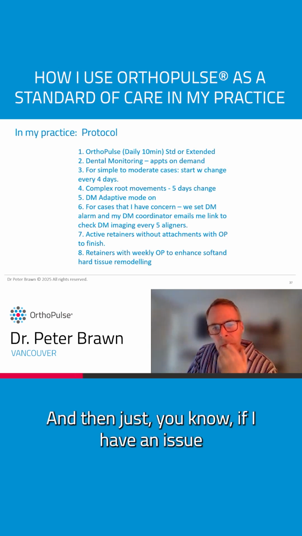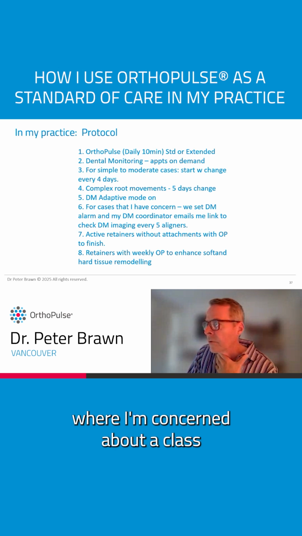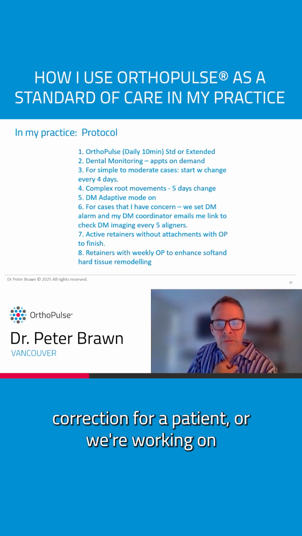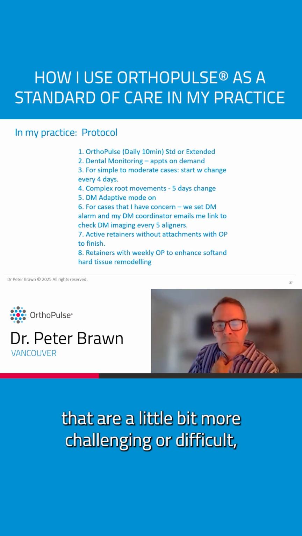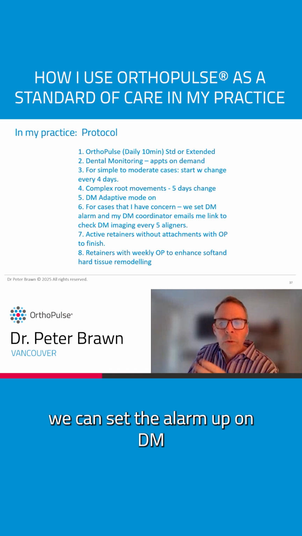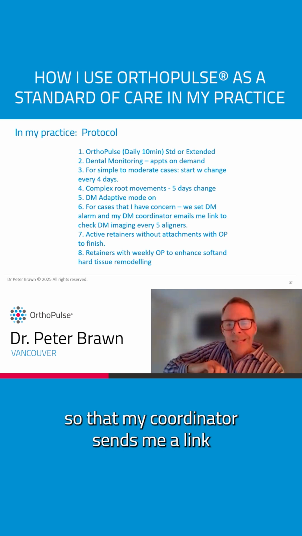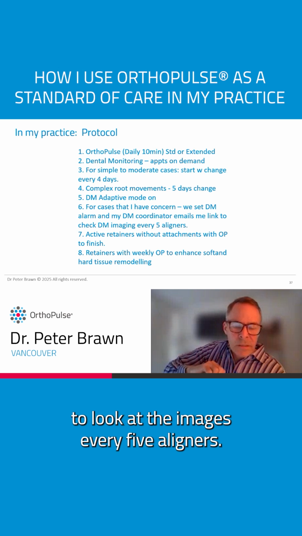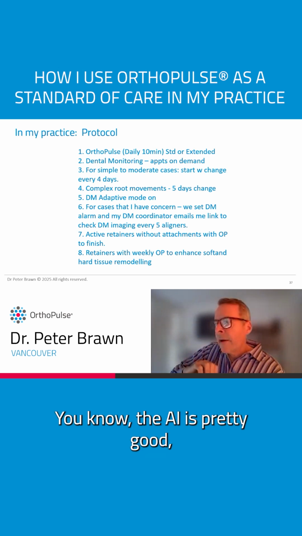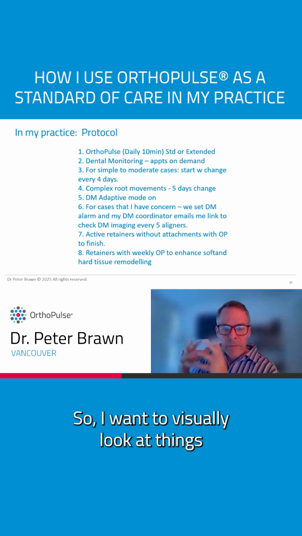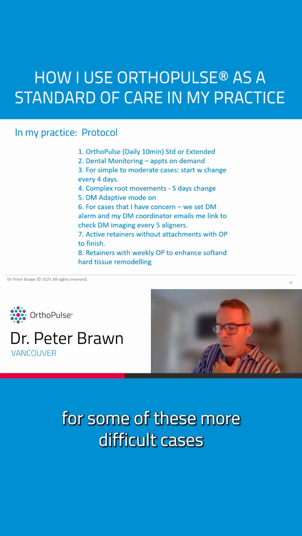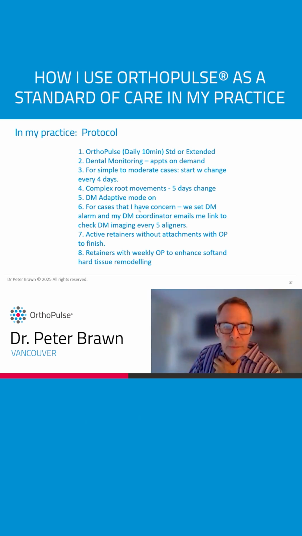And then if I have an issue where I'm concerned about a class correction for a patient, or we're working on a midline, or we're doing some other things that are a little bit more challenging or difficult, we can set the alarm up on DM so that my coordinator sends me a link to look at the images every 5 aligners. The AI is pretty good, but it does miss a lot of things, especially in the posterior. So I want to visually look at things for some of these more difficult cases to make sure that we're not missing anything.